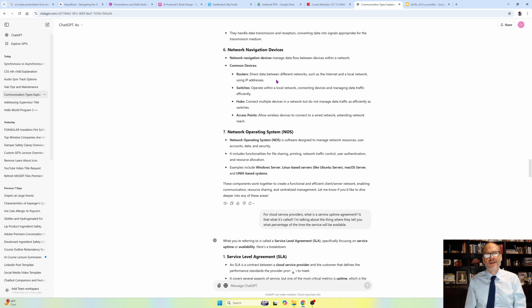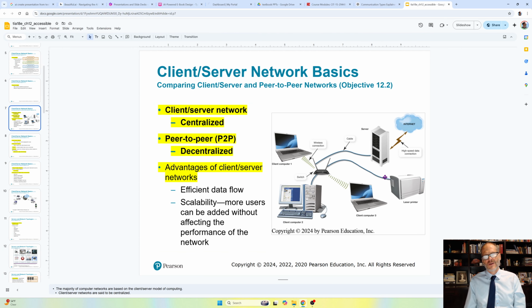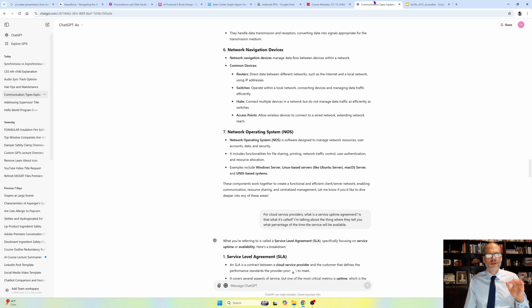Those are routers. A switch is like in that one picture we saw previously, right? Go to computer 2. It's like, okay, computer 2 right there, and you can see computer 2 right there. Go to computer 1. Okay, computer 1 right there. A switch is more a local network, choosing which computer data goes to. And then a hub connects multiple devices in a network, but it doesn't manage the data traffic as efficiently as switches. That's a good way to describe it.